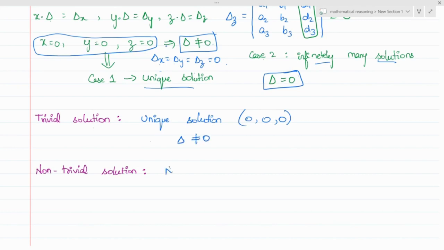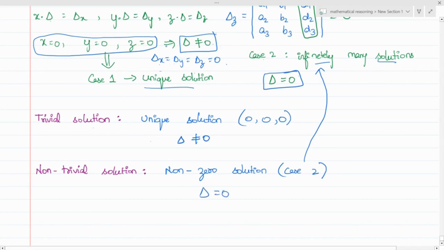A non-trivial solution is nothing but a non-zero solution, which is nothing but case 2, that is infinitely many solutions, and here delta is equal to 0. These terms are very important because in questions they are going to use these terms and it might get trickier for you. So beforehand you should know about all these terms so that you can solve the questions. So let's get into the questions now.